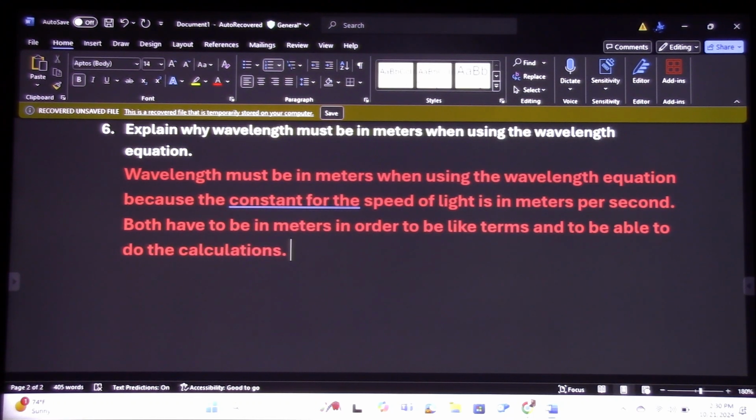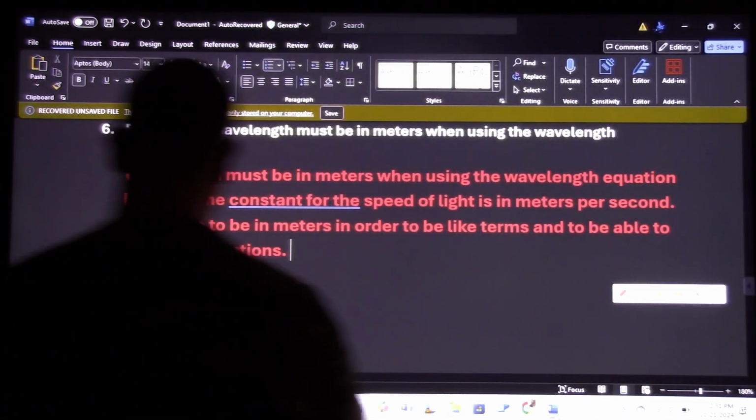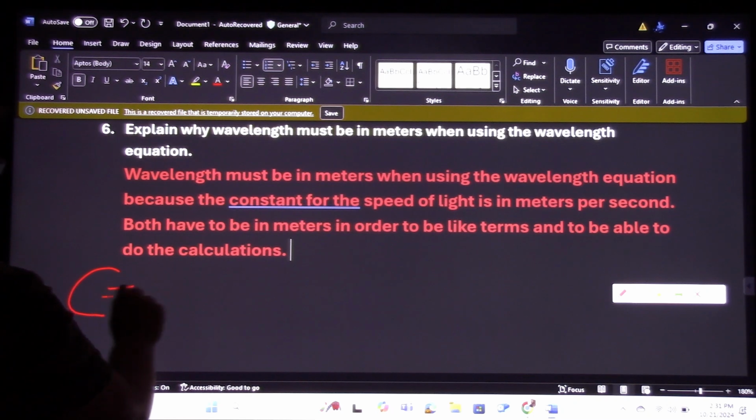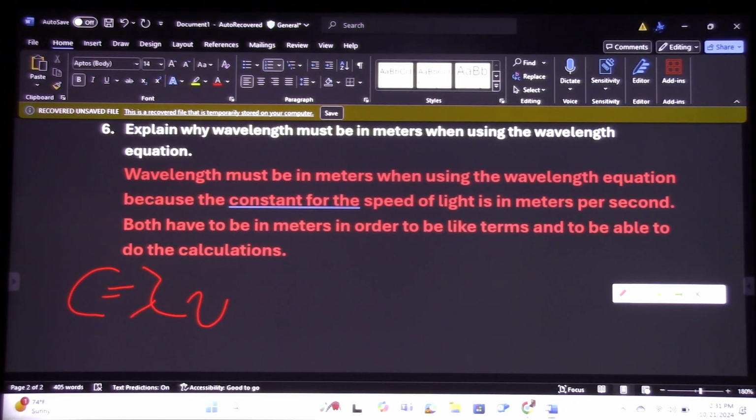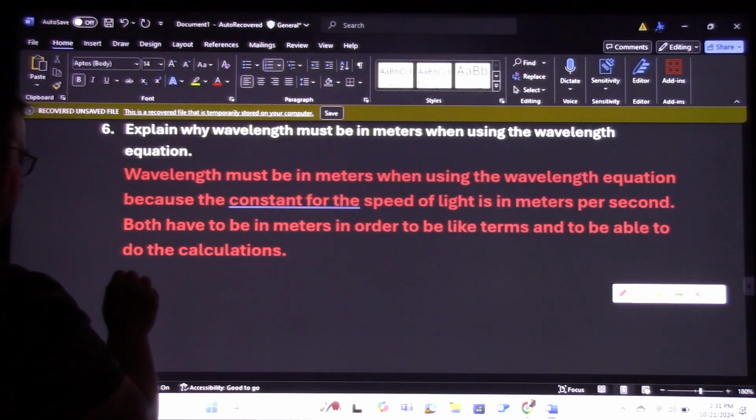This is the same thing with why we're constantly doing all these conversions in chemistry. With the wavelength equation, so you know what I'm talking about, some of you may not know, this is the wavelength equation: c equals wavelength times frequency. So this right here, lambda, that's wavelength.